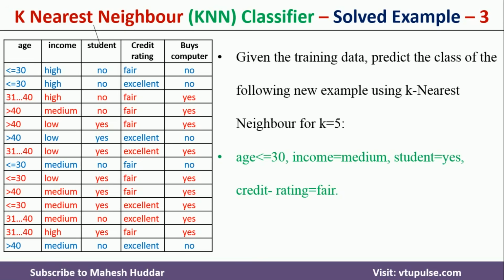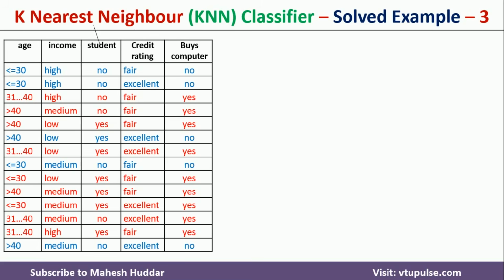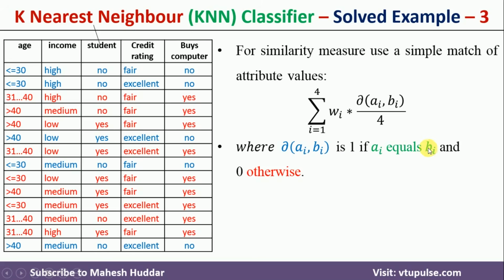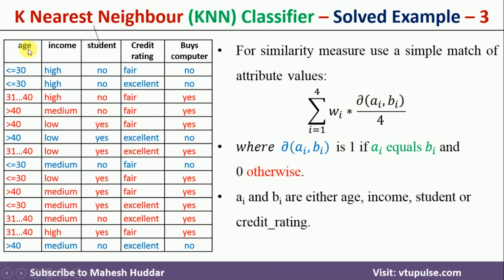Now the question here is how to calculate the nearest neighbors with the help of the similarity measure. This is the equation used to calculate the similarity measure between the new example and the existing examples. I have taken i equal to 1 to 4 because we have 4 attributes in this case. Wi is the weight associated with each attribute, and delta of Ai comma Bi is nothing but 1 if Ai is equal to Bi and 0 if Ai is not equal to Bi. Here Ai and Bi can take any values like age, income, student and credit rating.